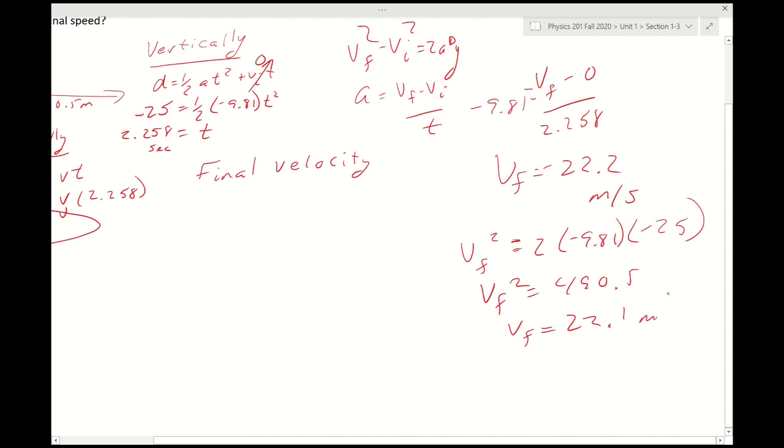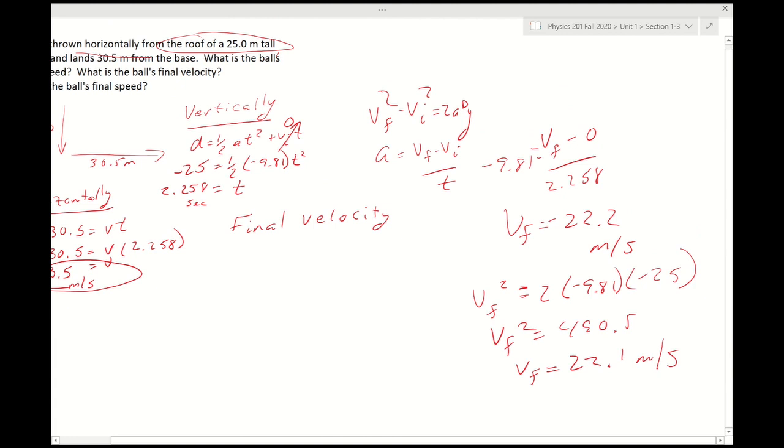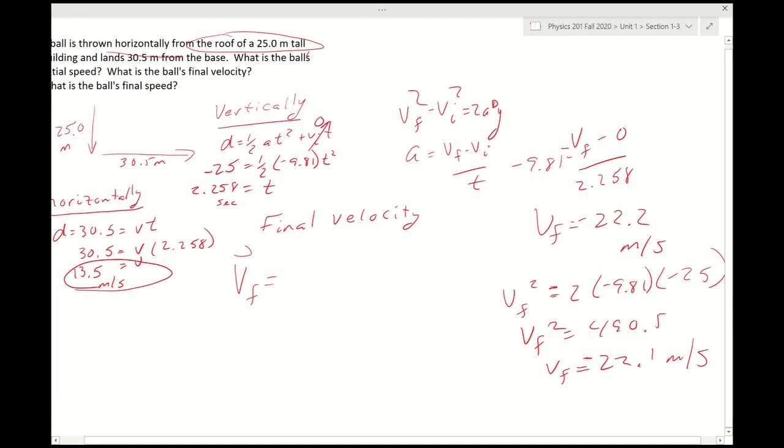But notice this does not have a sign. There is no negative here. You do have to be careful when using this combination because it will not give you the sign or the direction of the velocity component. You would have to get that by realizing that this ball is going down, so the vertical component would have to be negative. So we can then write our final velocity as a vector as 13.5i plus a negative 22.1 or 22.2 j meters per second.